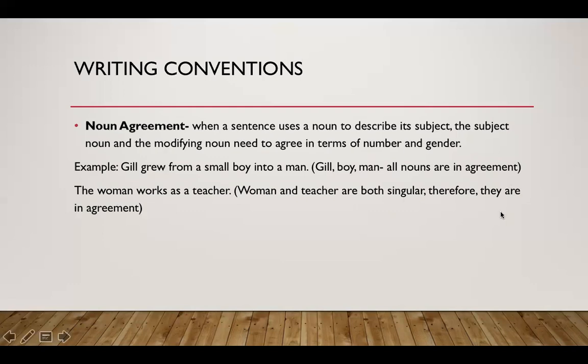So everything has to be equal to each other. We can't say the women works as a teacher, because women would represent more than one person and teacher is only one. Therefore, it won't work. They're not in agreement. So those are the kind of things that you want to make sure are in alignment when you're looking to make those grammatical corrections that they're going to ask you to make on your SAT.